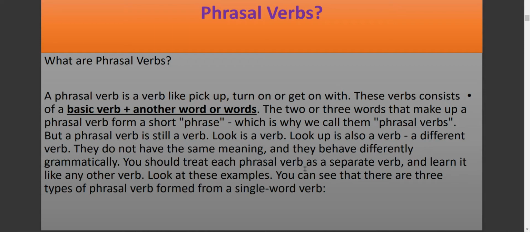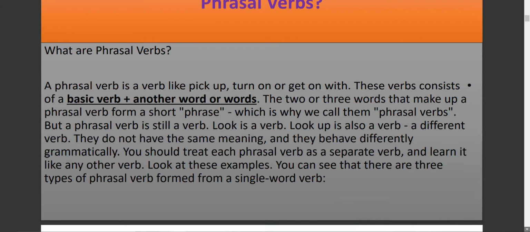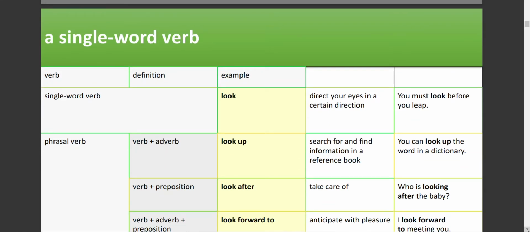Look at these examples. You can see that there are three types of phrasal verbs formed from a single word verb. Let's come to these types of phrasal verbs. Here is the first one: a single word verb is the first type. It means the word is one verb. We have the definition and an example. Let's go through them one by one.